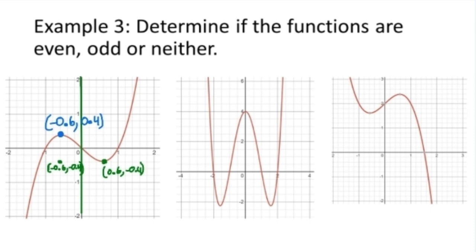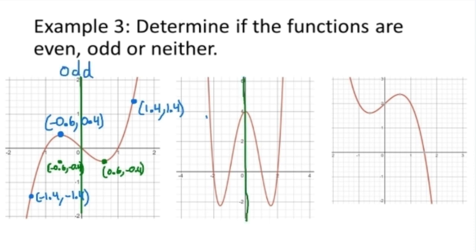Now, to be on the safe side, we'll also check another pair to make sure the property still holds. If we take a look at this point here, it has the coordinates 1.4, 1.4. Well, if I switch the sign of both components, I wind up down here at the location negative 1.4, negative 1.4, which is also on the graph. So our function defined by this graph must be odd.